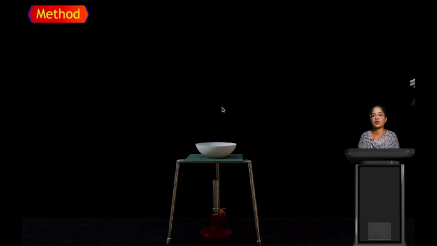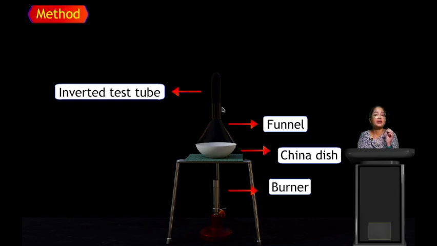Now a funnel is kept on the china dish, and there's a test tube, but it is inverted. So we have a funnel and an inverted test tube kept on the funnel. What is the apparatus here? We have a Bunsen burner, a china dish with iodine and salt crystals, a funnel kept on the china dish, and an inverted test tube placed on the funnel.